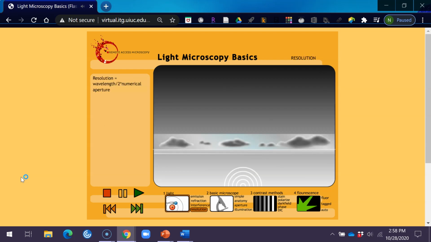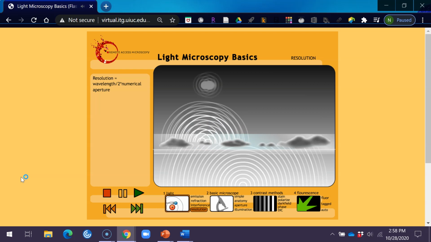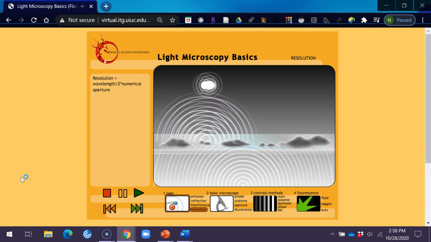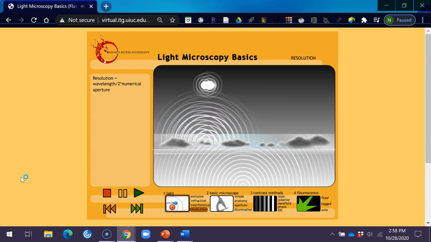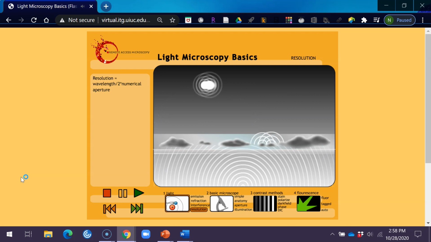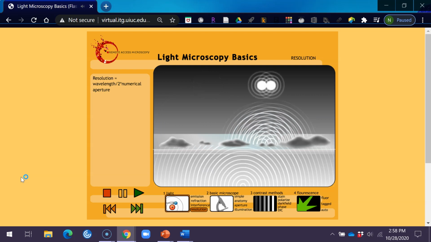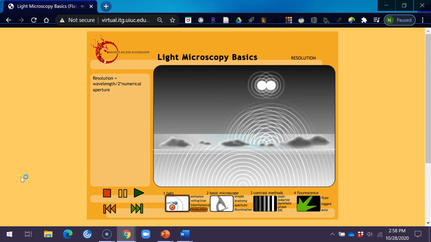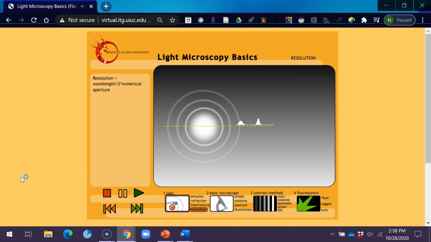The property of diffraction limits the microscope's ability to differentiate between individual particles on a slide. If two structures are close together, their diffraction patterns will interfere with each other, and they will be seen as one structure. If the two structures are far enough apart, their diffraction patterns will overlap in such a way that they can be distinguished as two separate structures. A microscope's ability to distinguish between two structures is known as resolution.